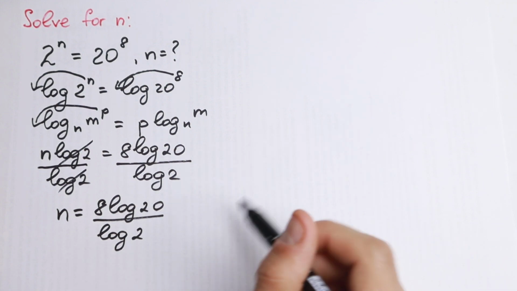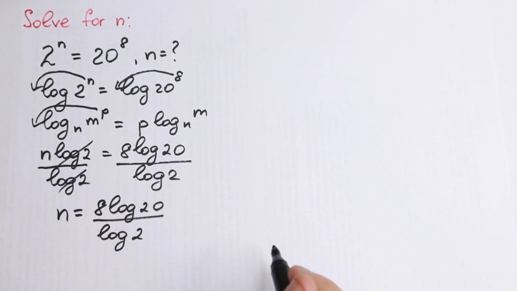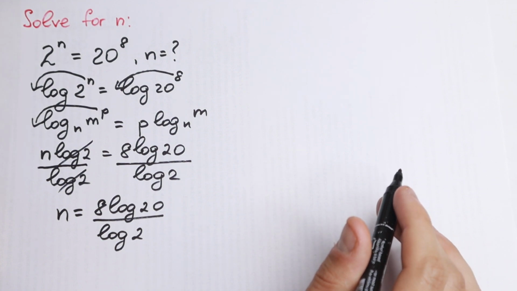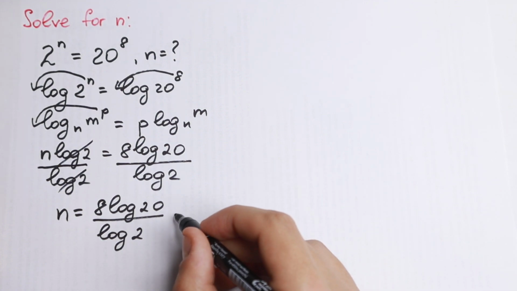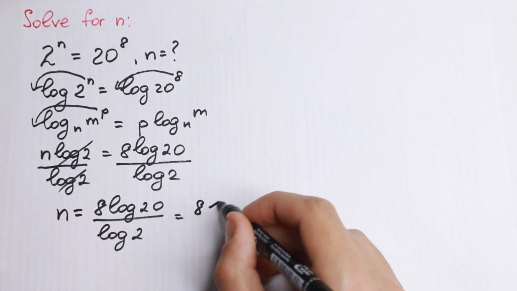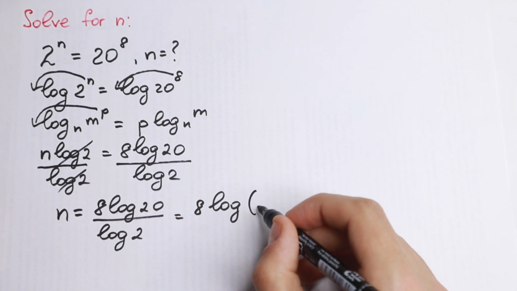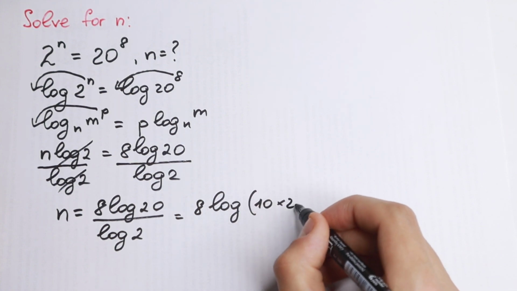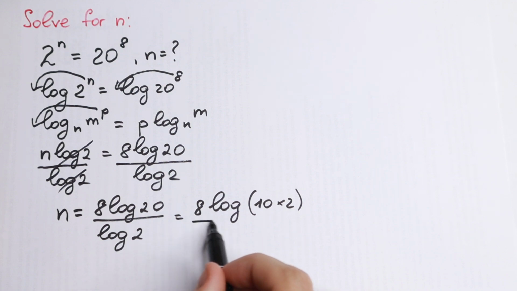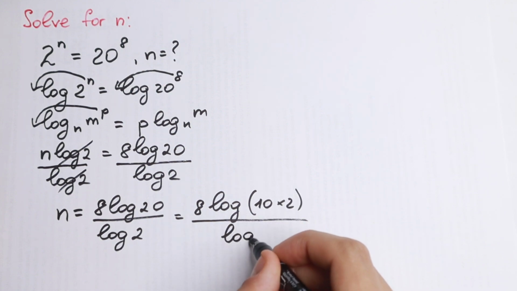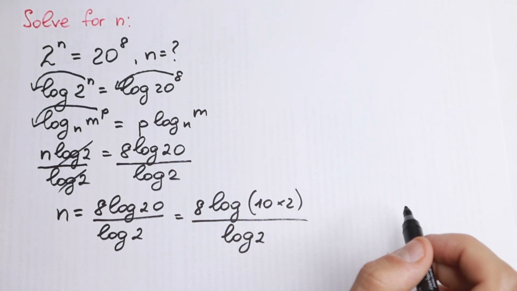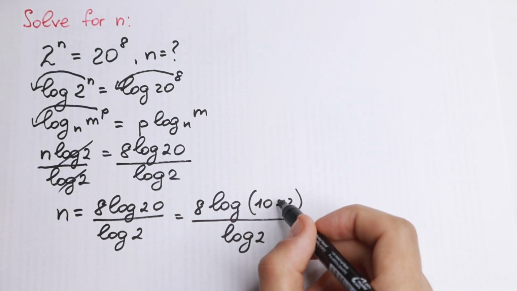But this is not our final answer. It looks like our answer, but we can always simplify this a little bit, because this 20 can be written as, take a look, 10 times 2. So we have log of 10 times 2 over log 2. But why is it good for us to write the multiplication right here?